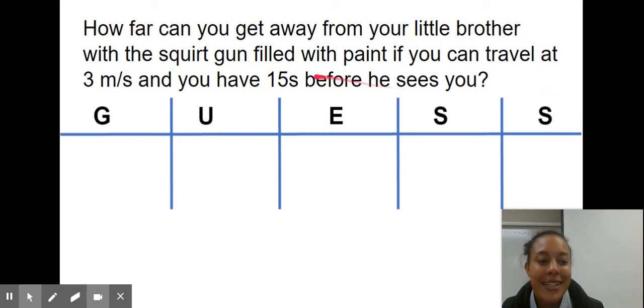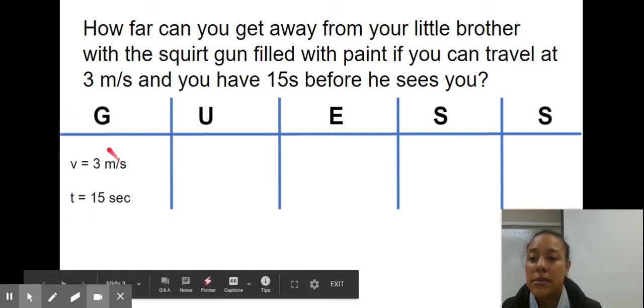So I'm going to identify a couple variables right away. I see 3 meters per second. Meters per second is the unit, so that's a distance divided by time unit. That mixed unit is going to be our speed that we're traveling at as we run away. And then over here, you have 15 seconds before he sees you. Seconds is our time unit. So our variable t is going to be 15, right? So I've laid out my givens with the value and the unit.